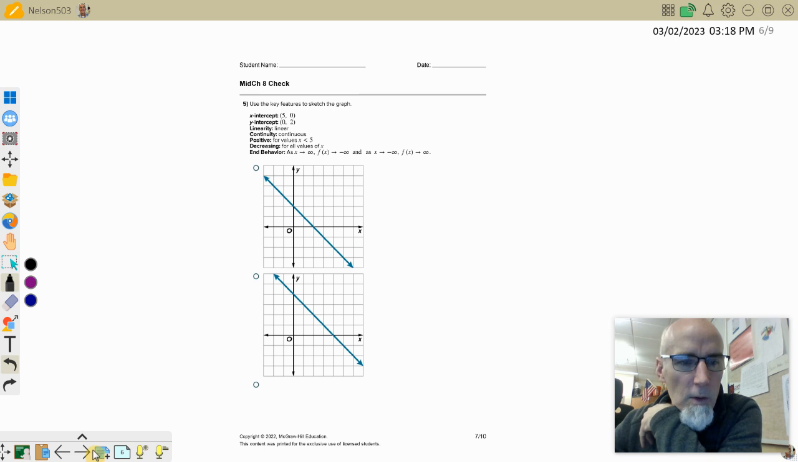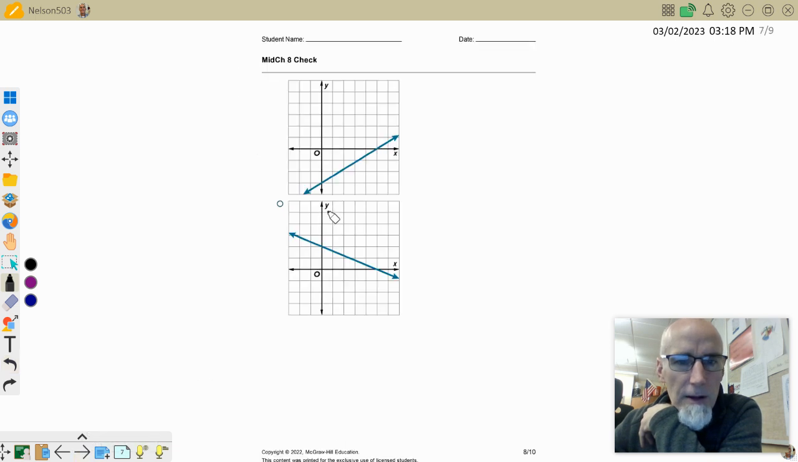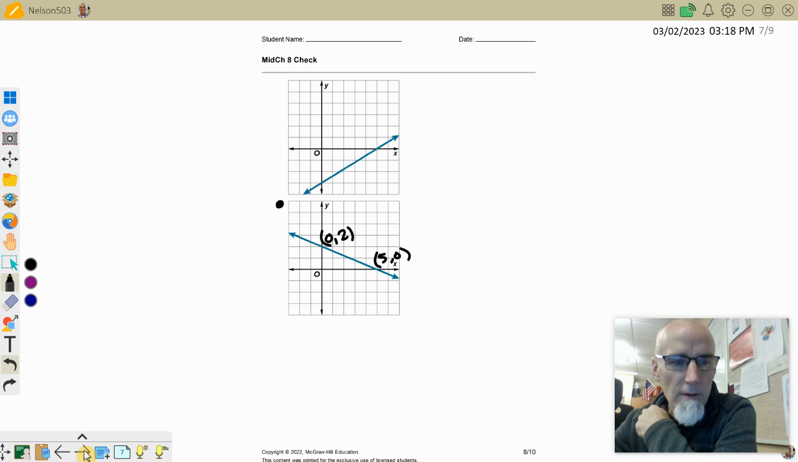0, 2 is the y-intercept. Well, that's negative. So it's got to be this one because there's 0, 2 right there. Let me write on it. I always feel better when I'm writing on it. 0, 2, and this is 5, 0. Well, I don't need to read the rest of the problem. It's got to be this last one right here on problem number 5.